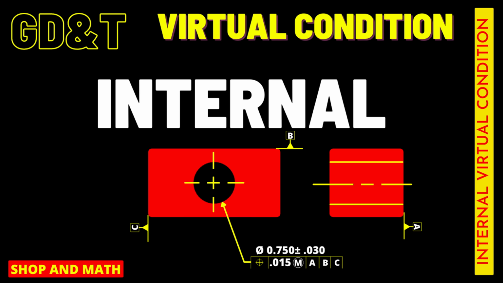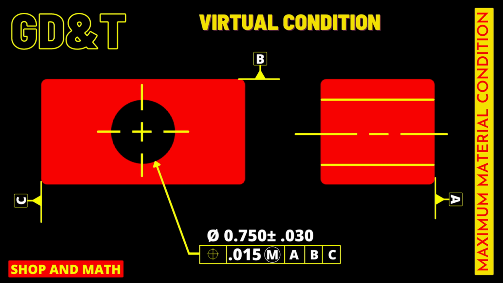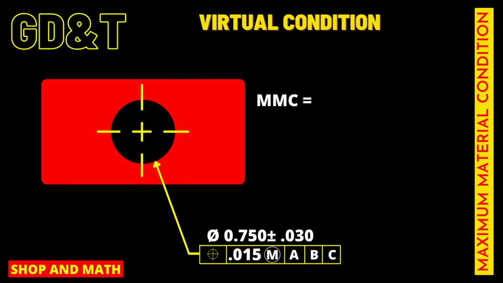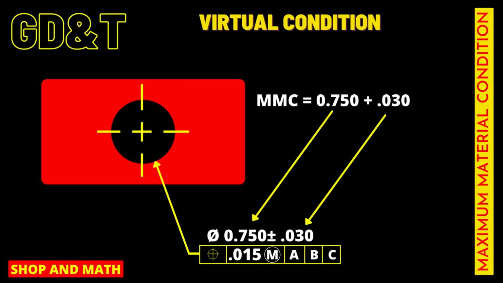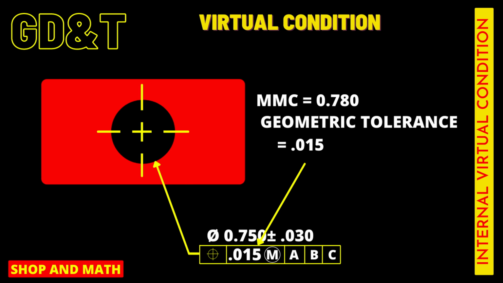Our first example is going to be an internal feature. The example part has a hole which is 0.75 plus or minus 0.03. There is also a positional tolerance of 0.015 at MMC. Let's calculate our MMC. Our nominal size is 0.75 plus 0.03. So therefore, our MMC is going to be 0.78. Our geometric tolerance is 0.015. Now that we have all of our relevant information, it's time to calculate our virtual condition.